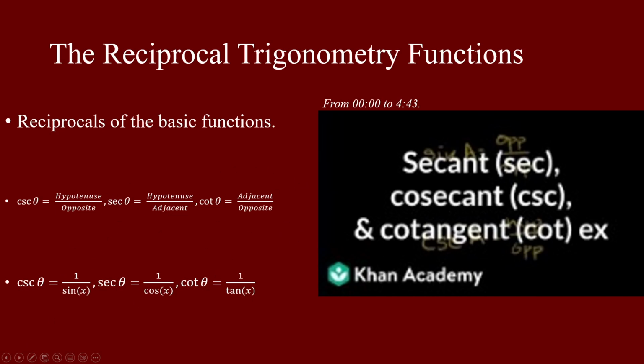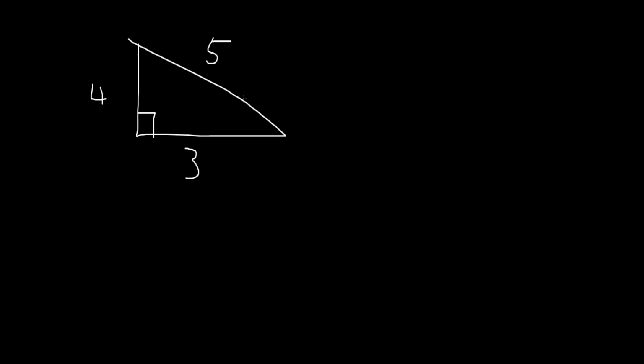So let's go ahead and just start with an example, and we'll start making some triangles, for goodness sake. Okay. So let's say that we have a triangle, and let's say it's one that's nice and easy. Let's say there's a 3, 4, 5 triangle. So if we have a 3, 4, 5 triangle, we say this is theta. Let's start with sine of theta.